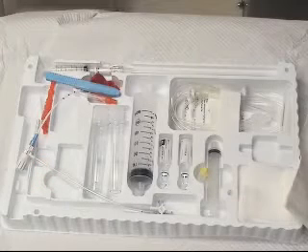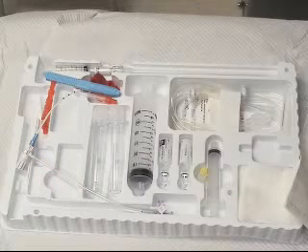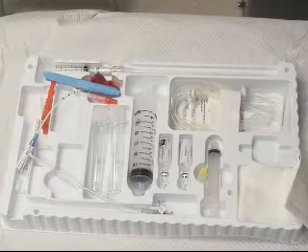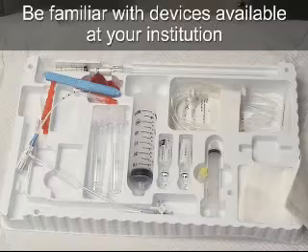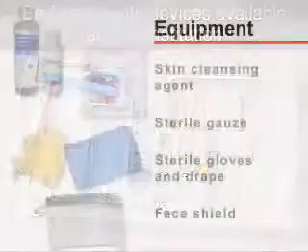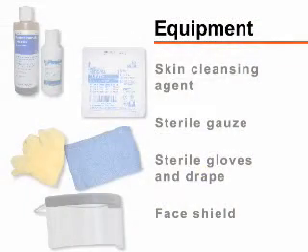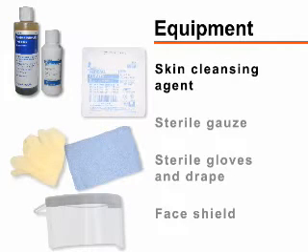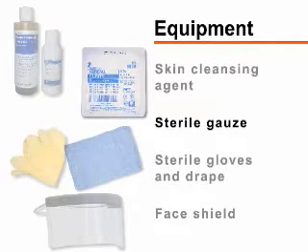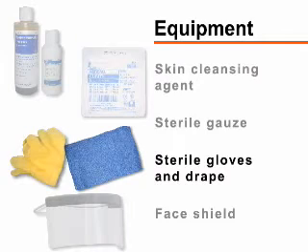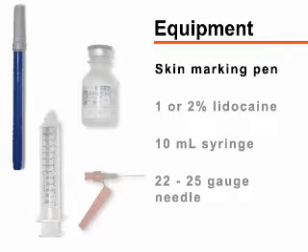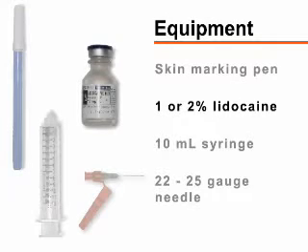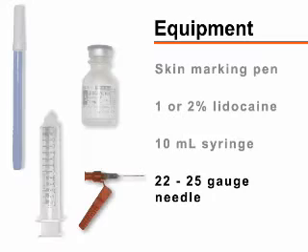There are various devices, which are frequently assembled in prepackaged kits, that can be used to perform paracentesis. You should be familiar with the specific devices available at your institution. For sterile preparation and administration of anesthesia, you will need a skin cleansing agent, sterile gauze, sterile gloves and drape, and a face shield. You will also need a skin marking pen, 1 or 2% lidocaine, a 10 milliliter syringe, and a 22 or 25 gauge needle.